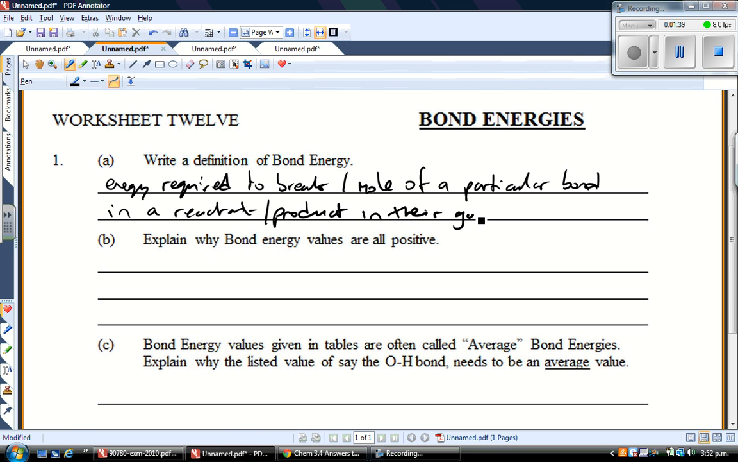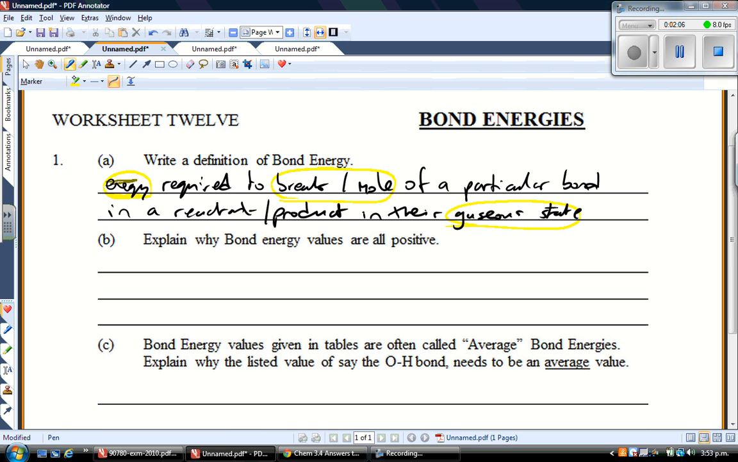So 2 key points there. Well, 3 key points, I suppose. I'll just highlight those. It's energy, and it's talking about breaking 1 mole, and then you're looking at the fact that the reactant or product molecule or atom is going to be in its gaseous state. So that's the key definition for bond energy.